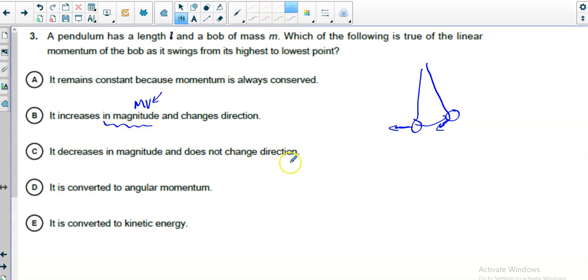Let's look at the others. It decreases in magnitude. No, it does not decrease in magnitude. Highest point is low velocity. Lowest point is high velocity. So yeah. Angular, we'll convert it into angular momentum. Actually, it has both at the same time. You can look at it just two different ways. It's converted to kinetic energy. What's converted in? The linear momentum is turned into energy. That's not really a thing. Momentum is momentum and energy is energy, and you can't turn one into the other. So we're going to go with B.